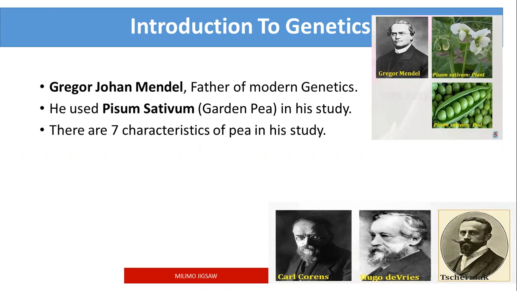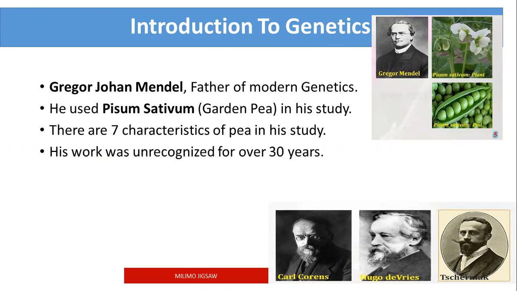In his work, he published his results in the Natural History Society of Brunn. His publication was known as Experiments in Plant Hybridization. His work was actually overlooked for over 30 years.